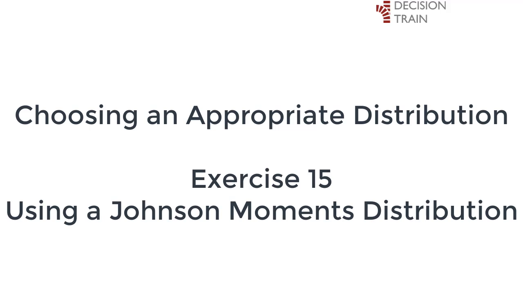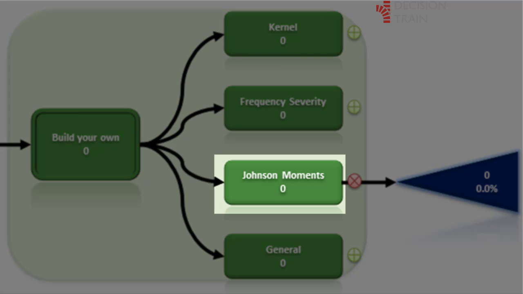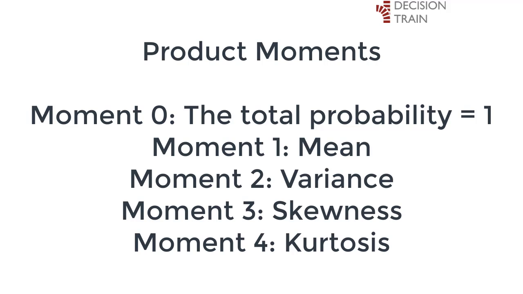Exercise 15. Using a Johnson moments distribution. In mathematics, a moment is a specific quantitative measure of the shape of a function. It is used in both mechanics and statistics. If the function is a probability distribution, then the zeroth moment is the total probability, that is 1.